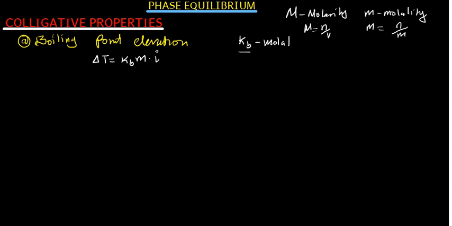Now Kb is the molal, and this is not an R because we're not talking about molarity, it is molal with an L. Molal boiling point elevation constant. And the m here is what we are referring to as molality. Now i is referred to as the Van 't Hoff constant.